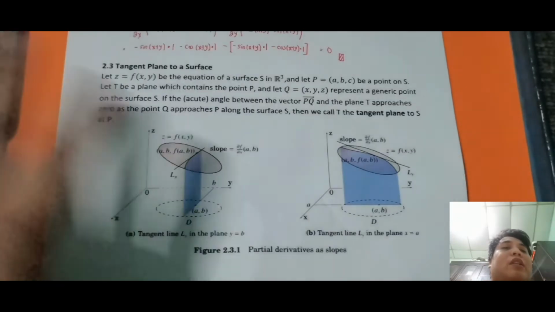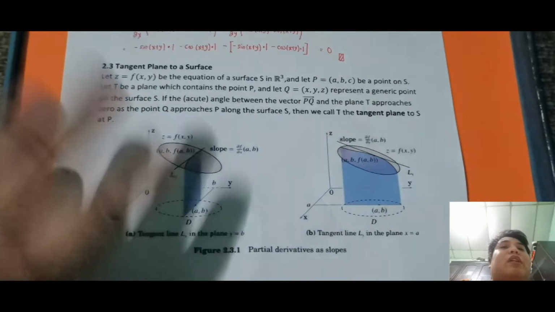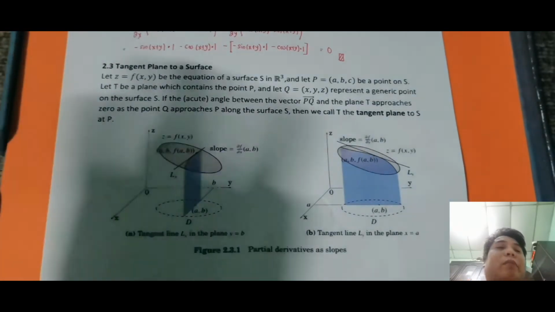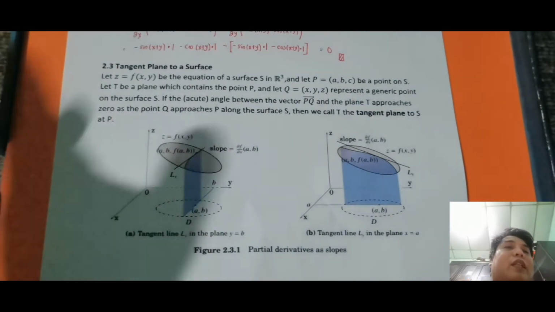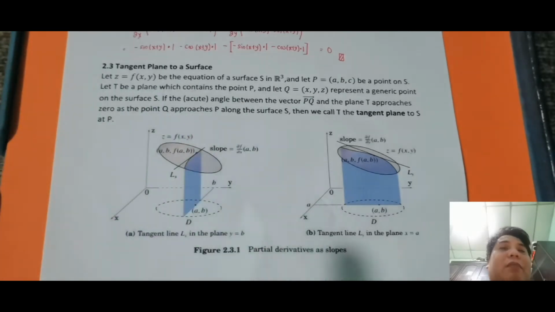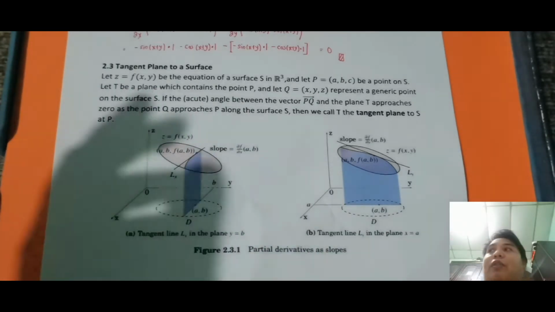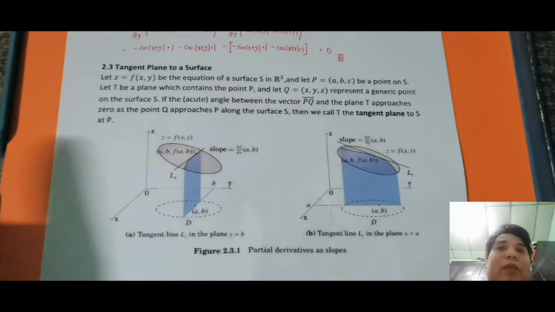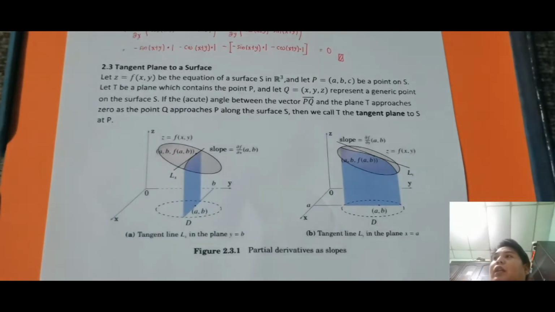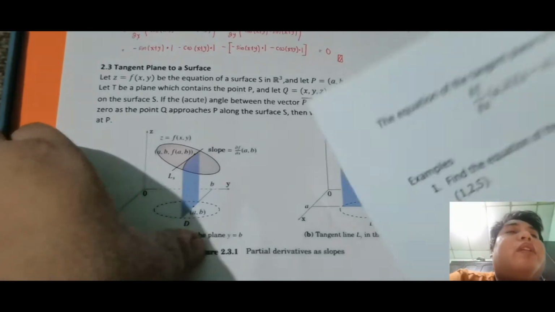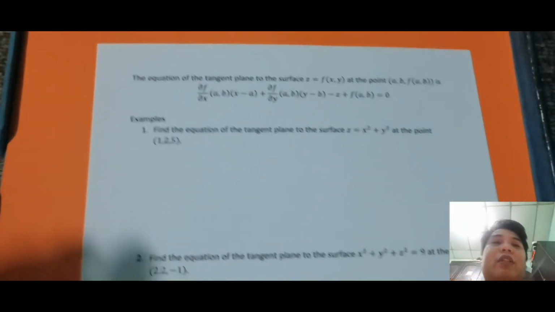So again, the partial derivative as slope. So again, dito idea nito, since tinuro ko si partial derivative yung idea na gagamitin natin dito. Again, tangent plane ang hinahanap natin to a surface. Okay, so medyo maikli or mabilis lang tong video na to kasi simple lang naman yung kanyang discussion.